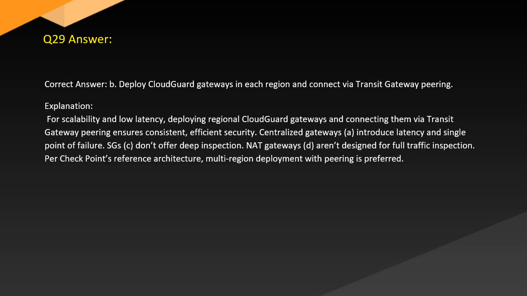Answer. Correct answer B. Deploy CloudGuard gateways in each region and connect via transit gateway peering. Explanation. For scalability and low latency, deploying regional CloudGuard gateways and connecting them via transit gateway peering ensures consistent, efficient security. Centralized gateways, A, introduce latency and a single point of failure. SGs, C, don't offer deep inspection. NAT gateways, D, aren't designed for full traffic inspection. Per Check Point reference architecture, multi-region deployment with peering is preferred.